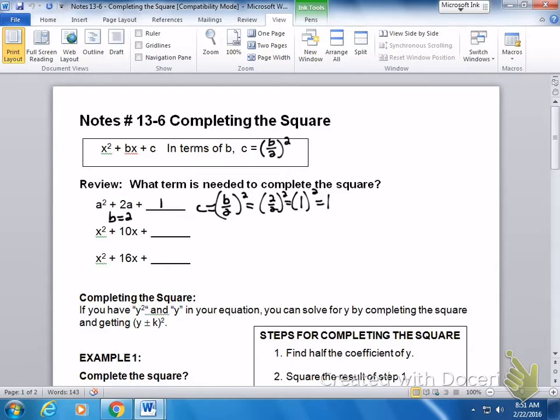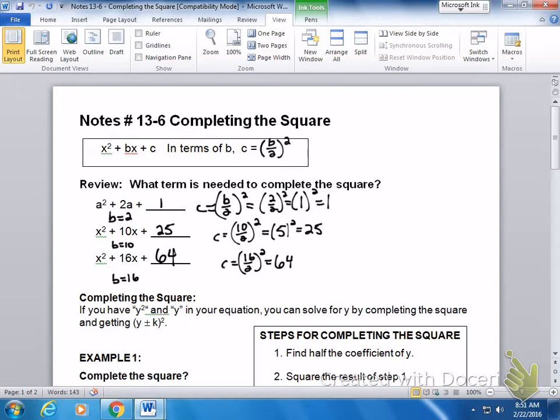Now let's do the same thing in the next one. My b value here is 10. So c is going to equal 10 divided by 2 squared. Now try to find that real quick. You might pause it for a second. 10 over 2 is 5, so I have 5 squared equals 25. That's my c value. I put it in here. Now the next one is 16, so you go ahead and try that one. If you did it, you should have gotten 16 over 2 squared, which is 8 squared, which I got to be 64.